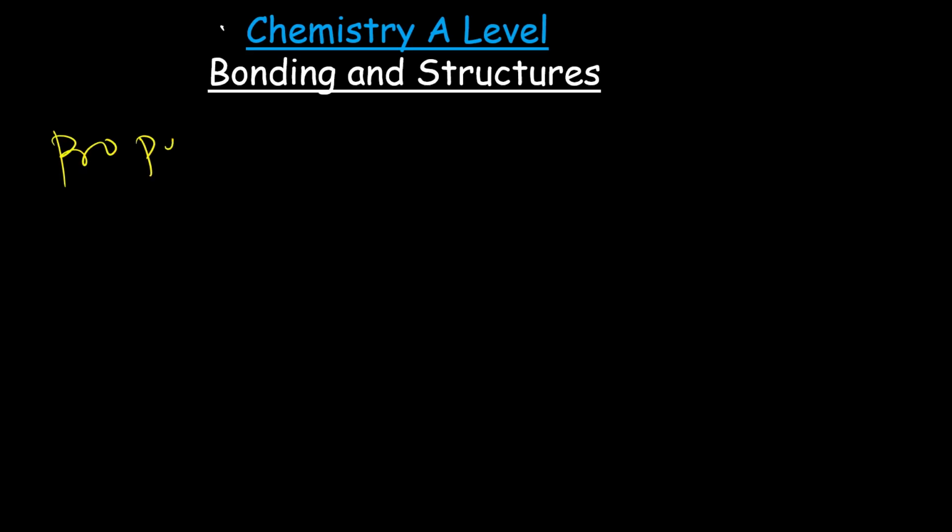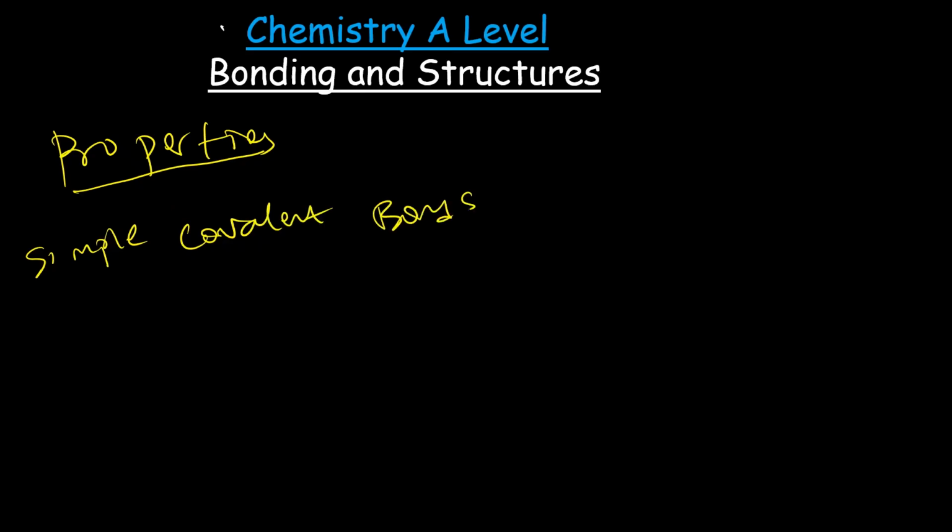We're going to look at the properties of compounds formed from these bonds, and let's start with the last one, which is simple covalent bond. Like we said, this is a weak intermolecular force. So basically, the compounds with this kind of bond have low melting and boiling points, and that's because it requires little energy to break the intermolecular force.